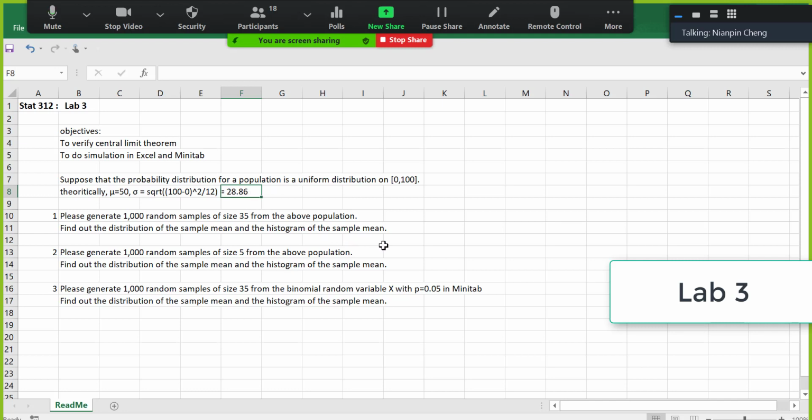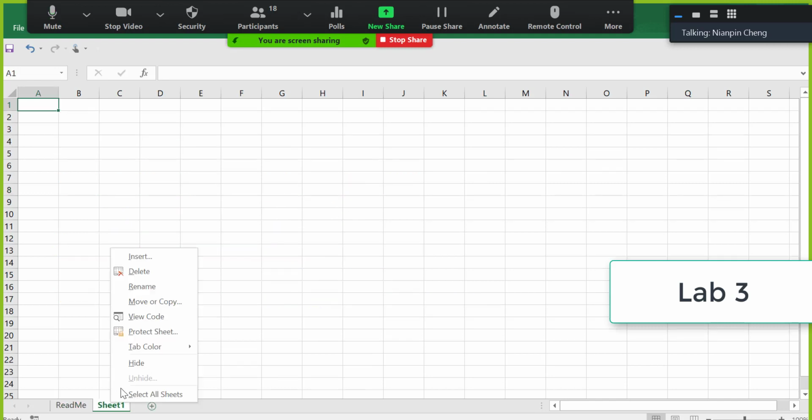Now we'd like to see how the sample behaves. So we will generate 1,000 random samples. The sample size is 35, so every time I pick 35 numbers from this population. So how can we do that? First, we see this is the uniform distribution, and the sample size is 35.